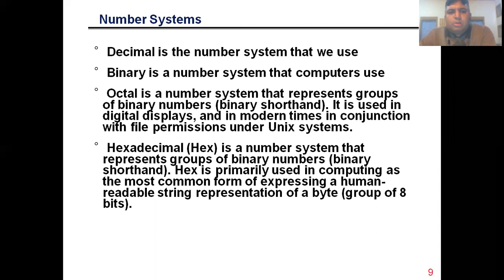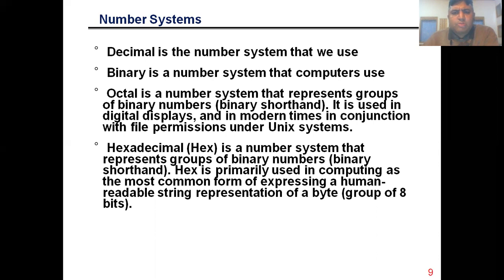Octal is base 8, and this number system is used in groups of binary numbers. Binary shorthand, we can say octal is a shorthand of binary. It is used in digital displays or in modern times in conjunction with file permissions under Unix systems. Unix is basically a system which uses octal. The next slide basically explains where octal was first used.